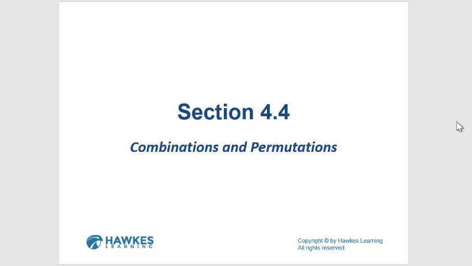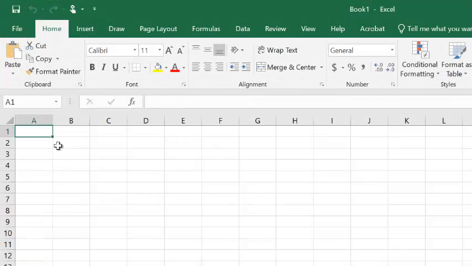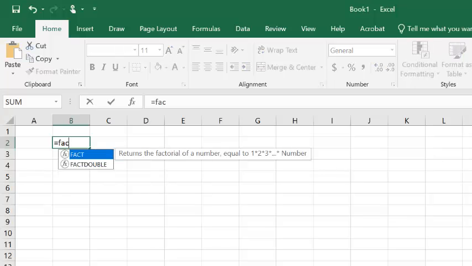For week 4, I wanted to give you guys some hints for section 4.4 combinations and permutations because there are some shortcuts in Excel that I believe are going to help you. So the first function we see here is the factorial function, where we take the product of decreasing integers down to 1. In Excel, I believe the command for this is just equal fact.